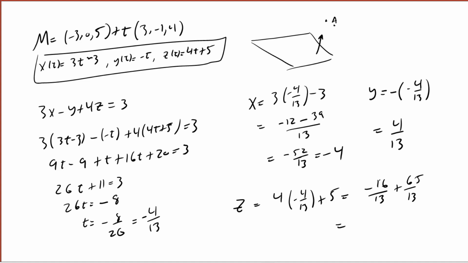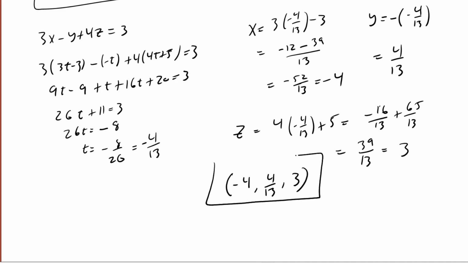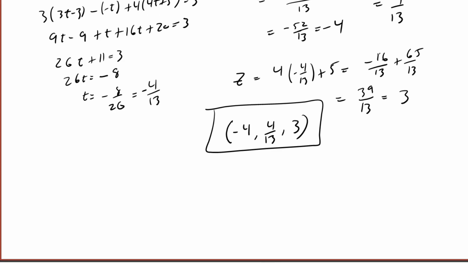So if we subtract, that's going to be 65 minus 16, 49 over 13, which is 3. So all that said, the point of intersection is going to be minus 4, minus 4 over 13, 3. Okay, moving on to problem 3.